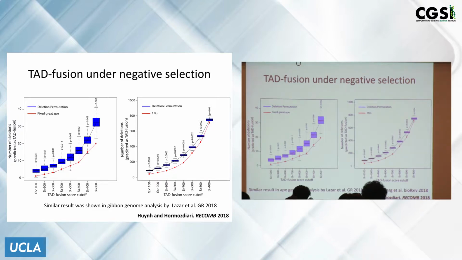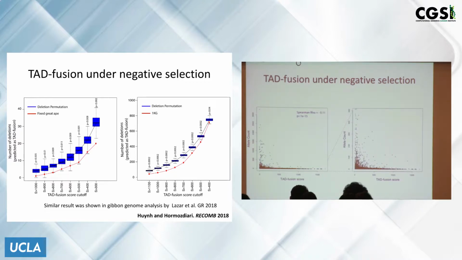The same principle holds for 1KG data. These are normal people, so you don't expect to see too many TAD fusions in them. A similar principle holds. There are fewer deletions with high TAD fusion score than what's expected by random. And interestingly, we believe this shows that TAD fusions are under negative selection. Two papers, one published in GR just now using the gibbon genome, and the other one in bioRxiv from Katie Pollard's group, which compared again the great ape data, showed a very similar result, that deletions that change TAD structure are under negative selection.